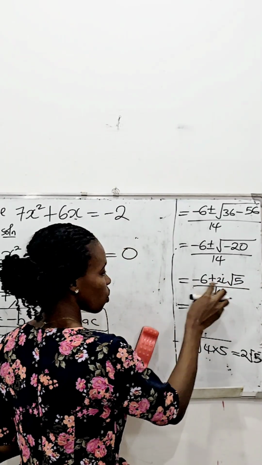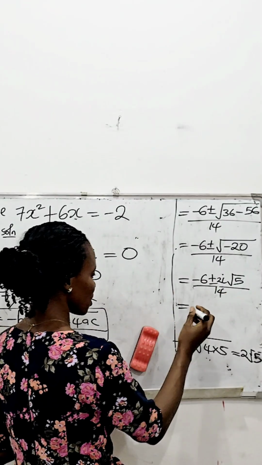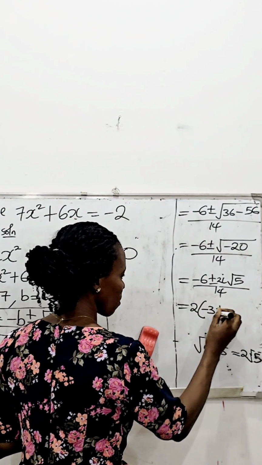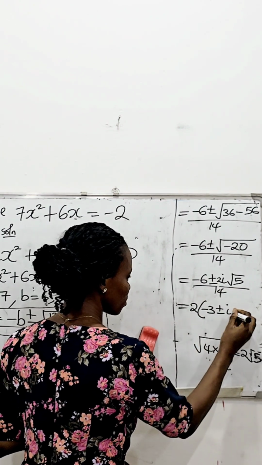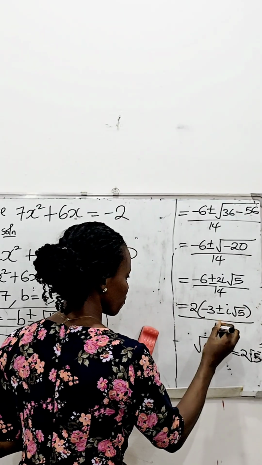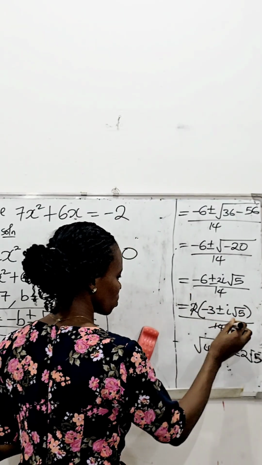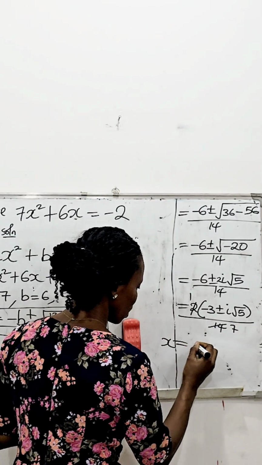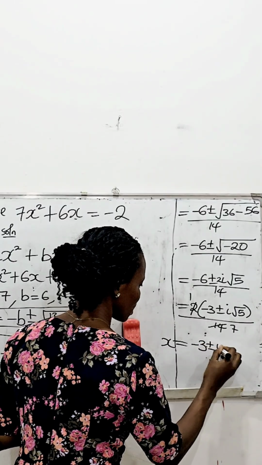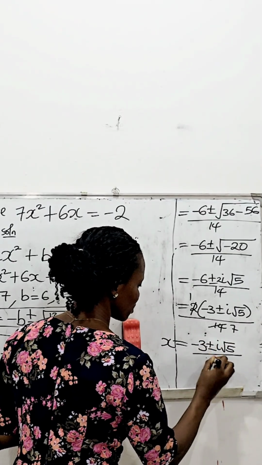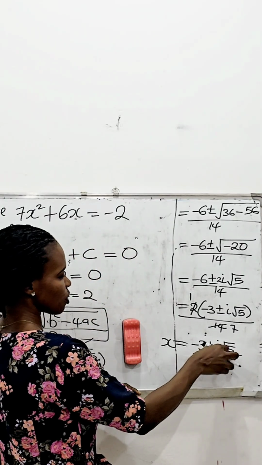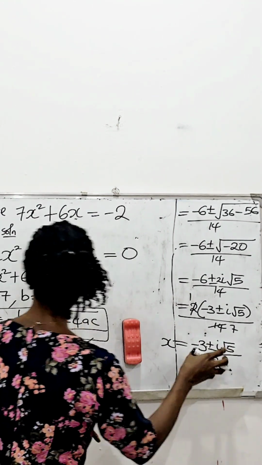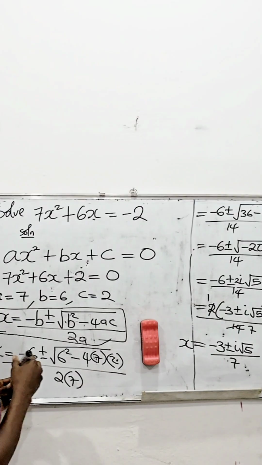We simplify further. What do they have in common? I can factor out 2 here, right? So I have 2 bracket, minus 3 plus or minus i root 5, all over 14. So this 2 goes here, 1, and 2 goes into 14 seven times. So our answer will be x is equal to minus 3 plus or minus i root 5, all over 7. So minus 3 plus i root 5 over 7, or minus 3 minus i root 5 over 7. So this is the answer; these are the roots of this equation.